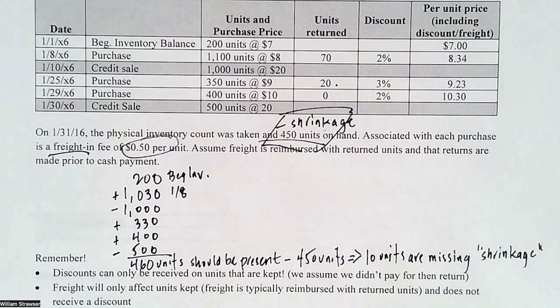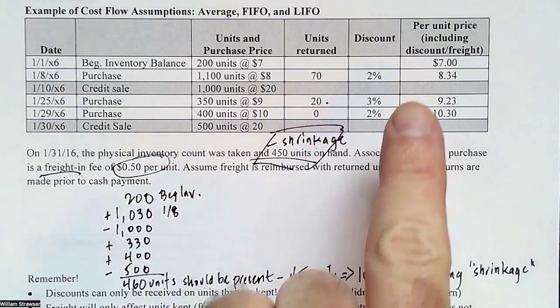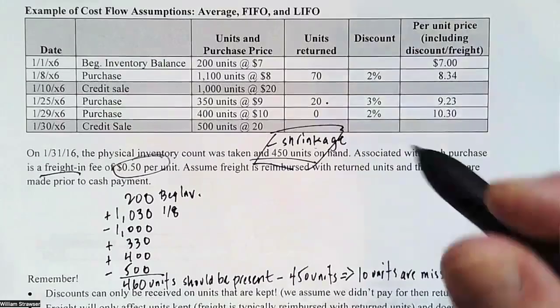Another thing, just to kind of orient you with this table a little bit, I give you the price per unit. Depending on the type of problem, depending on how many calculations there are, sometimes I'll give you a price per unit where I include all the discount and freight in it. Sometimes you just have to figure that out. So be conversant. If I give it to you, roll with it. If I don't, it's not hard to calculate.